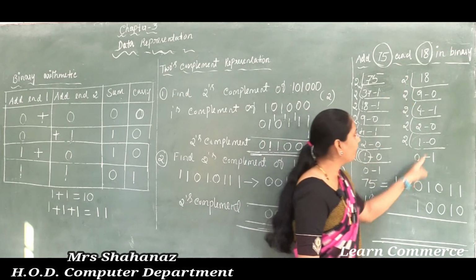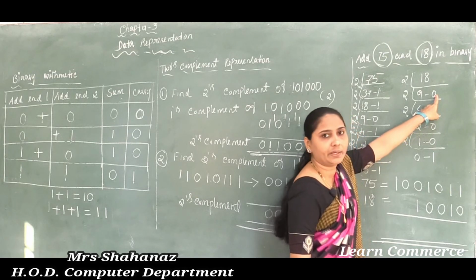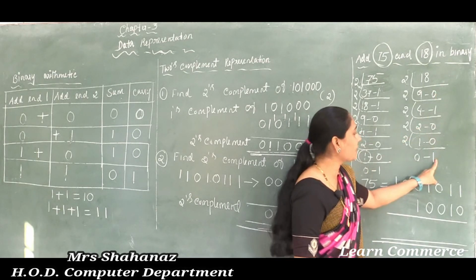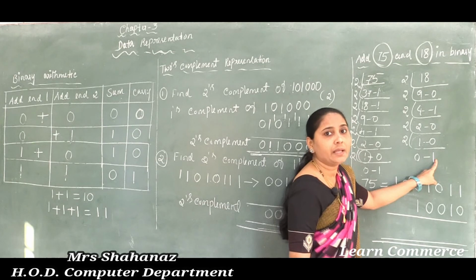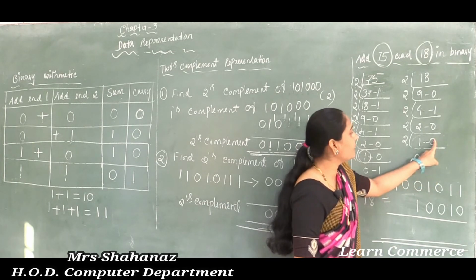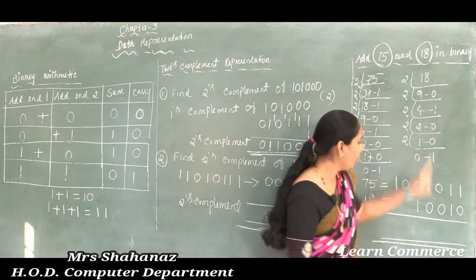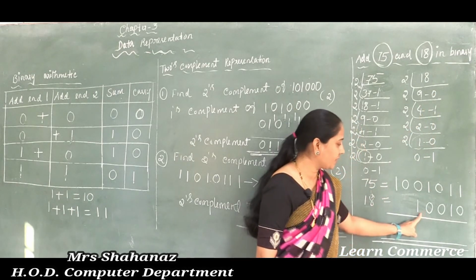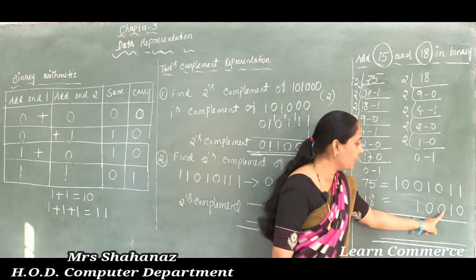Correct? So we can say that the first remainder is called the LSB, the last one is called the MSB. The equivalent binary number we need to write as 1 0 0 1 0. So I completed, 18 value is equal to 1 0 0 1 0.